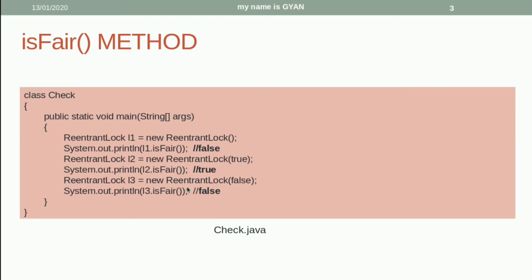And in this statement, we are creating a new ReentrantLock object with false as its argument. Therefore, this object will not follow the fairness policy. When we call the isFair method by using the reference variable L3, it will return false.